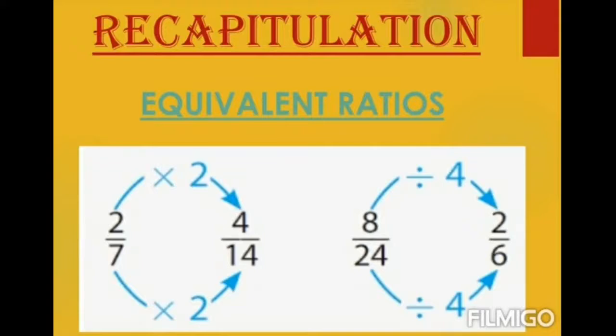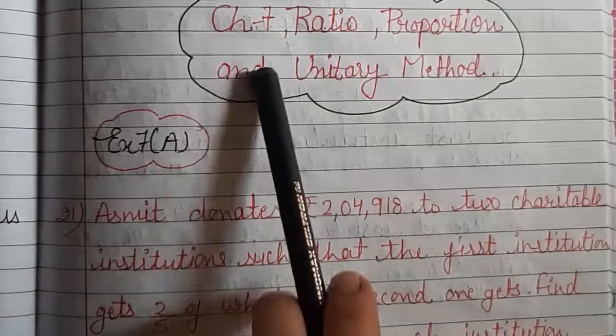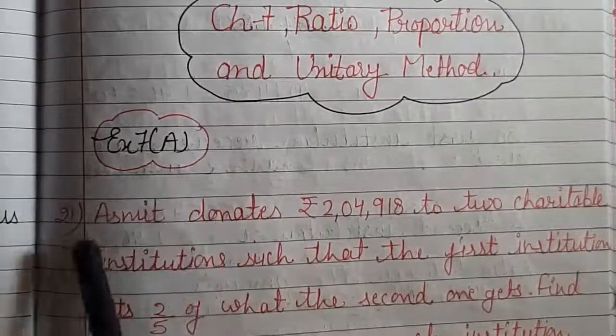Next is 8/24. We can divide its numerator and denominator by 4. It will come 2/6. Ratio is 2:6. By this method, we can find many equivalent ratios for a particular ratio. Now come to chapter 7, exercise 7A, 21st numerical.